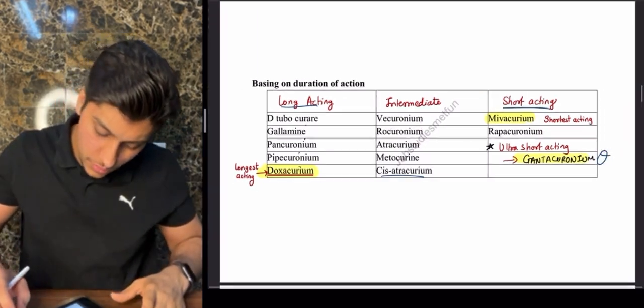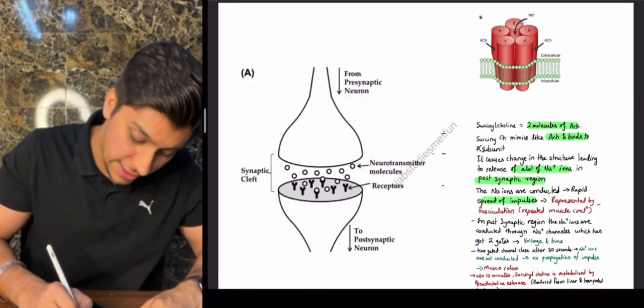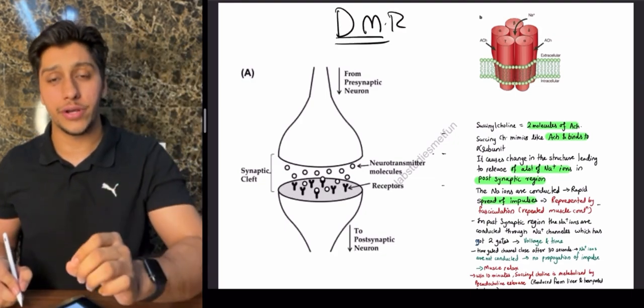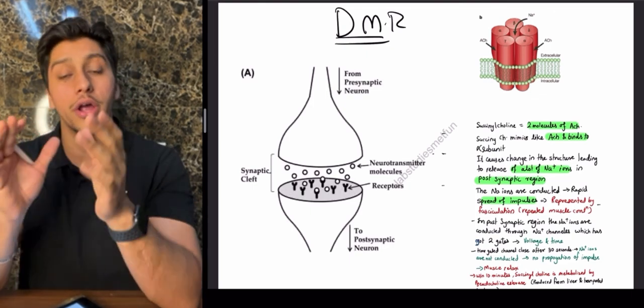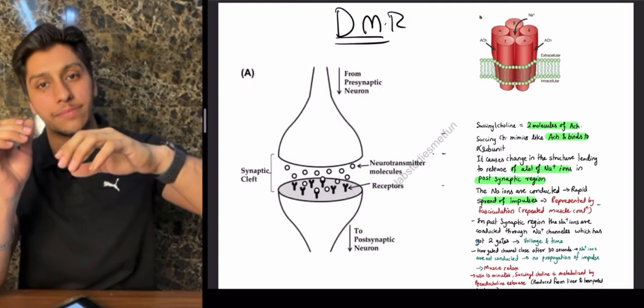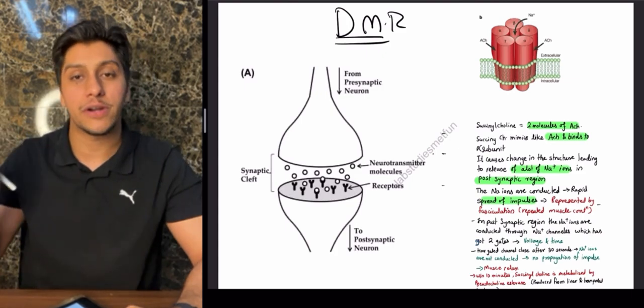Next, let us talk about depolarizing muscle relaxant. In depolarizing muscle relaxant, what we were talking about was succinylcholine. How does it cause muscle relaxation? We already talked about how the normal physiology works. So remember, the signal comes, acetylcholine binds to the receptor, sodium is released and causes depolarization. Something similar happens with respect to succinylcholine.